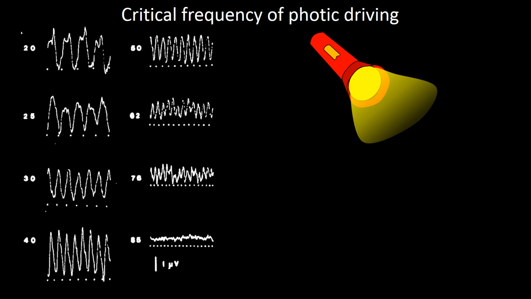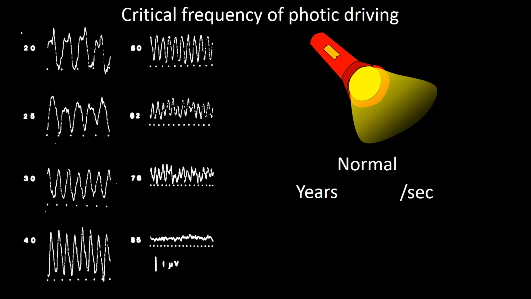These frames show driving responses to different rates of flash stimuli. The dots under the wave indicate the stimulus rate. Here, the stimuli were given at 20 per second, here at 76 per second, and here at 85 per second. You can see that at this rate, no longer can the individual potential be recognized, thus making 76 the critical frequency of phonic driving in this example.